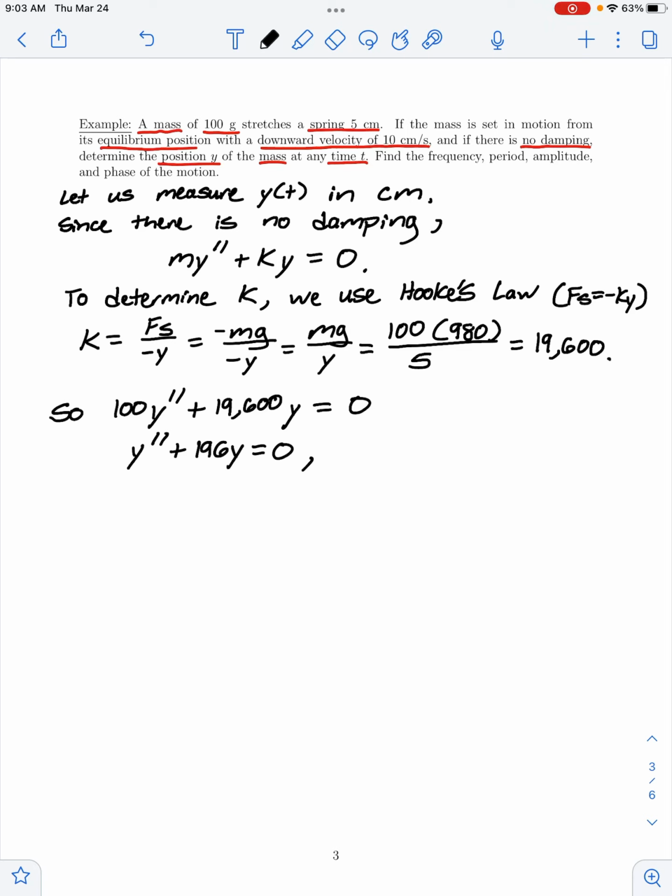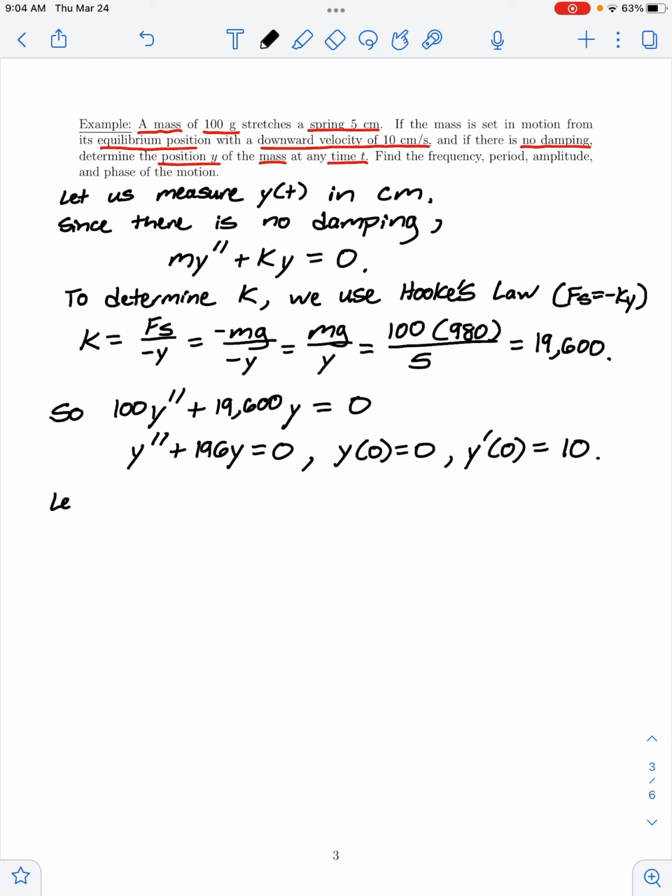And then we compare this with the set of initial conditions. We were told that this mass was set in motion from its equilibrium position. So our initial displacement is 0 since it started at equilibrium. And we were told that we had a downward velocity of 10 centimeters per second. So the initial value for the velocity, y prime of 0, is a positive 10. Recall that a downward displacement corresponds to a positive y value. So let's go about solving this initial value problem.